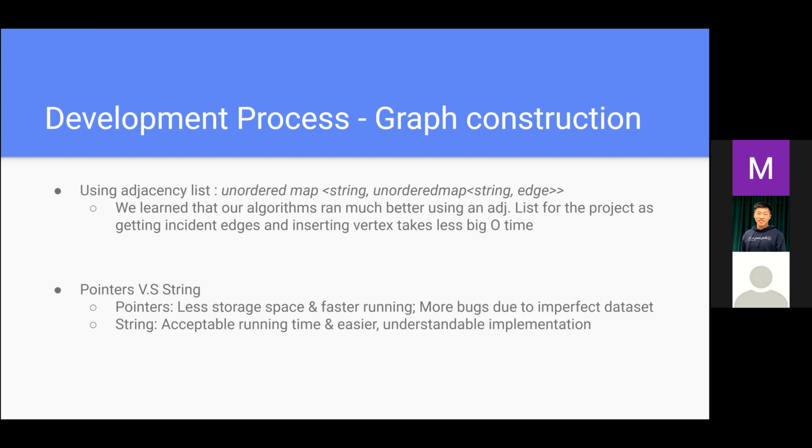In the beginning, we used pointers for everything. It ran somewhat right, but when we tried to run algorithms on it, it generated a lot of trouble for us. Even though pointers take much less space and are faster, there are a lot more bugs that come along with them. Since the full data set is not that big, we ended up using strings as keys instead of pointers. Next slide.